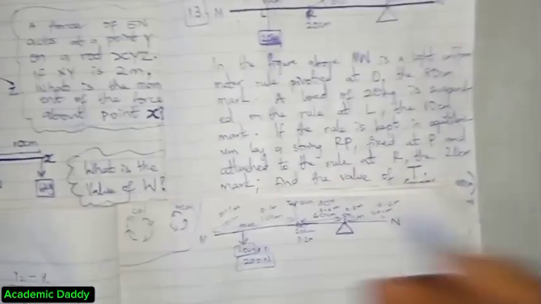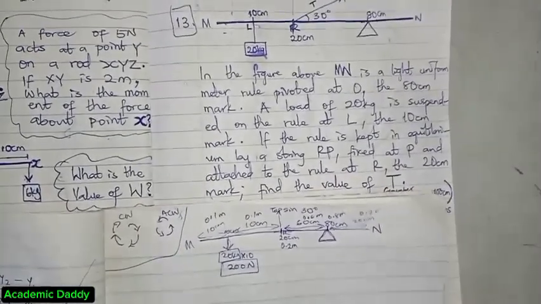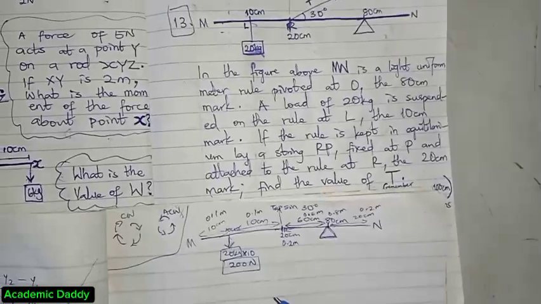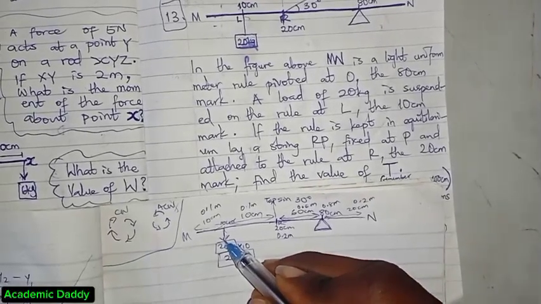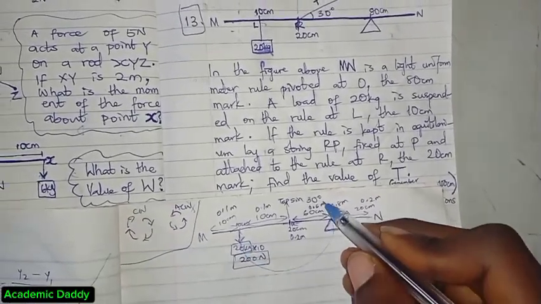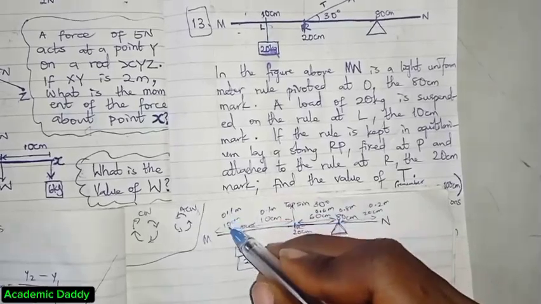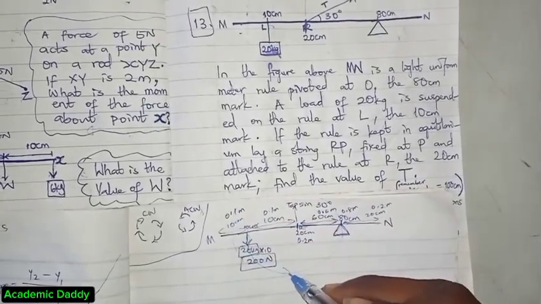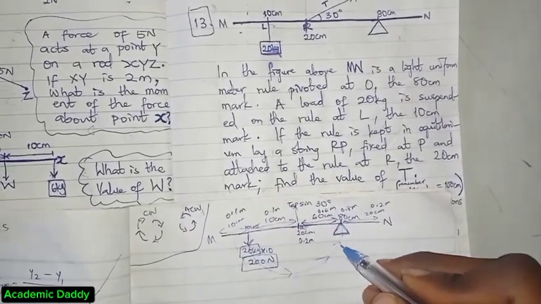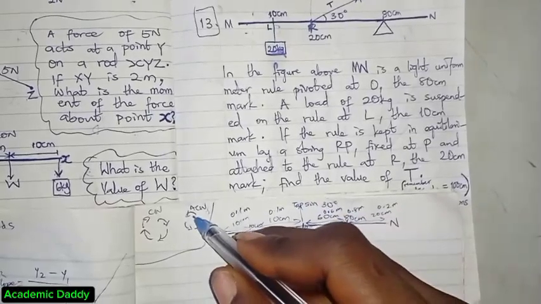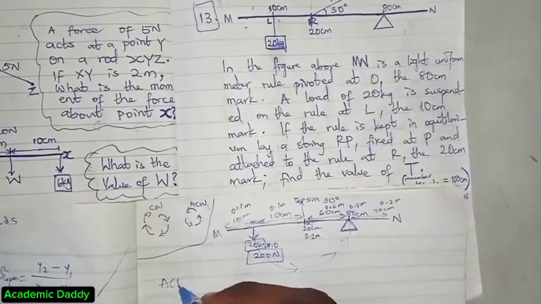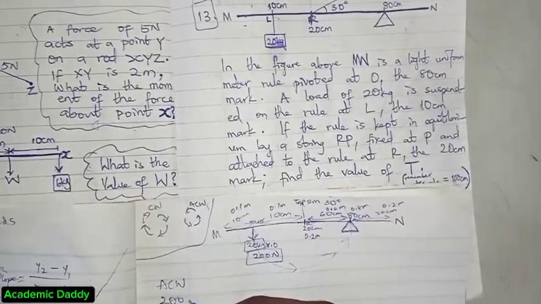Clockwise and clockwise. So if this force goes this way, you see it's anti-clockwise because it's going to be moving this way, moving this way, moving this way, which is the center of this. So for my anti-clockwise force, I put 200 Newton.